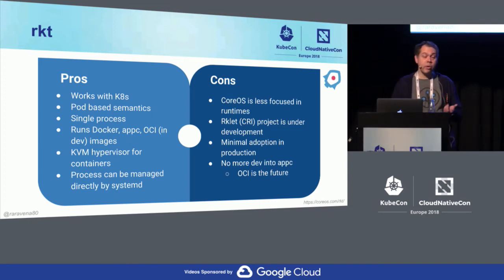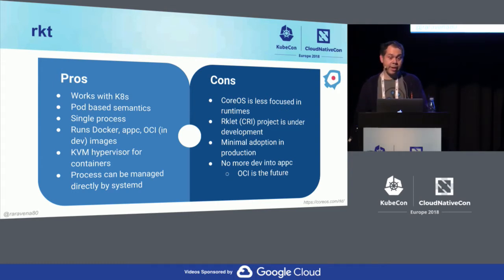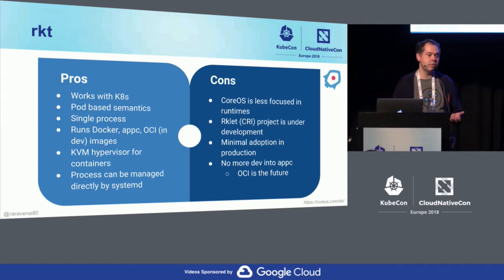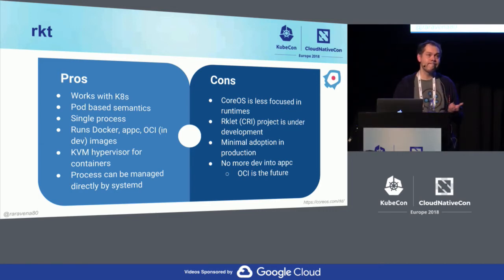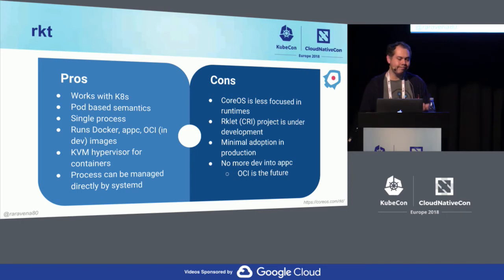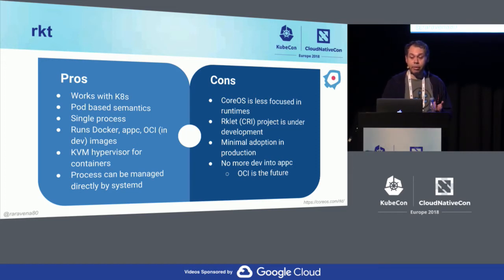And some other cons is that CoreOS, the company behind Rocket, just got acquired by Red Hat, and they're not so focused on runtimes that much anymore. They're more focused on Kubernetes distributions. Rktlet, the project that is supposed to implement the CRI for Rocket, is still under development, and there's not a lot of adoption in production. Some people are using it too, like LXC, but it's not massive. And their standard image format, AppC, is no longer in development, so they decided OCI is the future, but they haven't gotten around to supporting it.